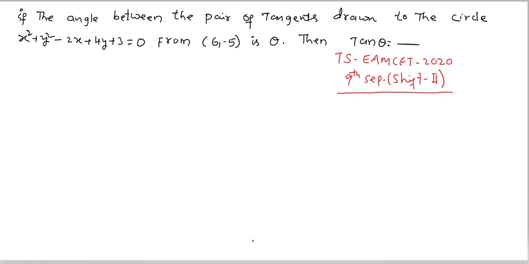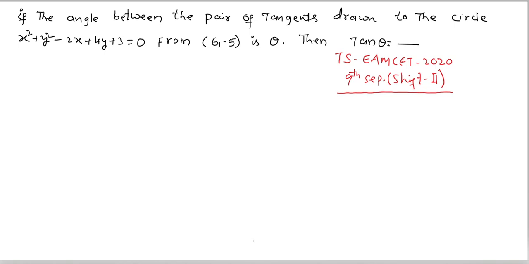If the angle between the pair of tangents drawn to the circle x square plus y square minus 2x plus 4y plus 3 is equal to 0 from 6 comma minus 5 is theta, then tan theta is equal to dash. This is the 2020 9th September shift 2 question.